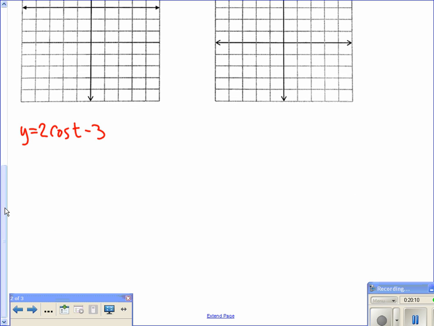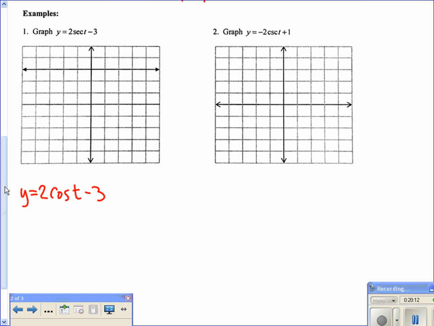Now for this graph, I know that the period for cosine is equal to 2 pi, and the key points then go by pi over 2, because you divide the period into 4 equal parts. The amplitude is equal to 2, which means we have a vertical stretch by 2, and then we're shifting our graph down 3 because of that minus 3. So down 3.